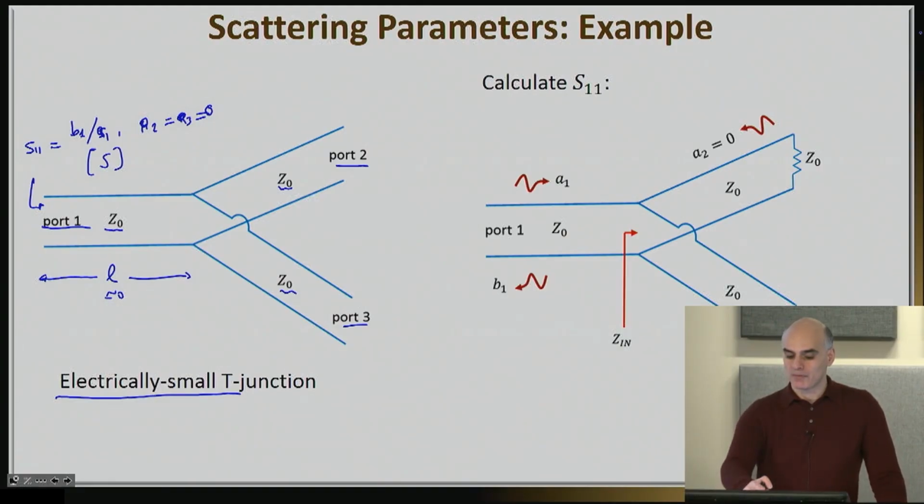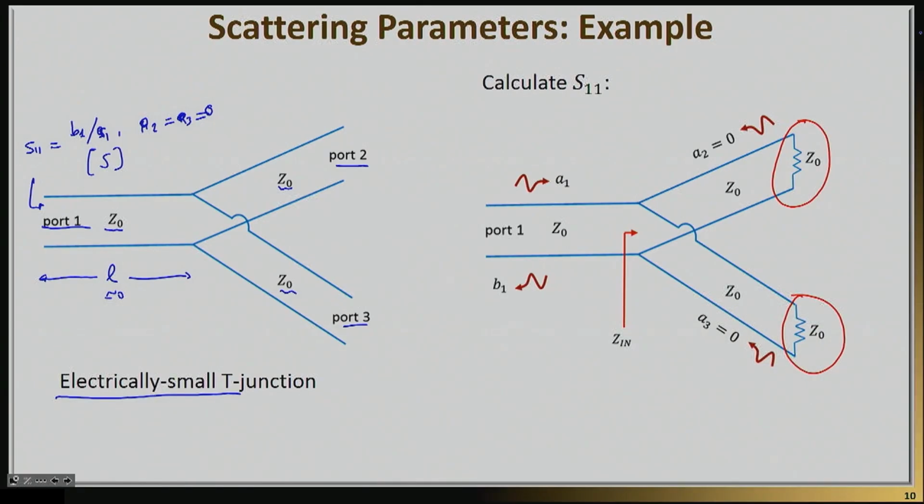As I mentioned before, I will terminate them with their own characteristic impedance, which in this case is equal to Z0. That again will ensure that both A2 and A3 are equal to 0. Then I will excite port 1 with some wave A1, and then I will try to calculate what B1 is, and then divide B1 by A1 to find S11.